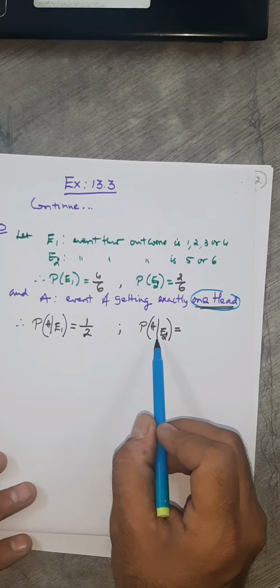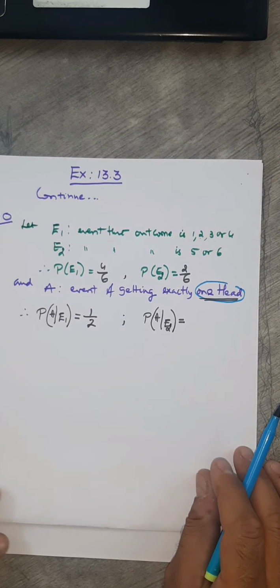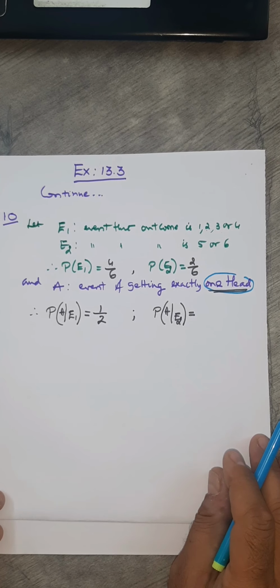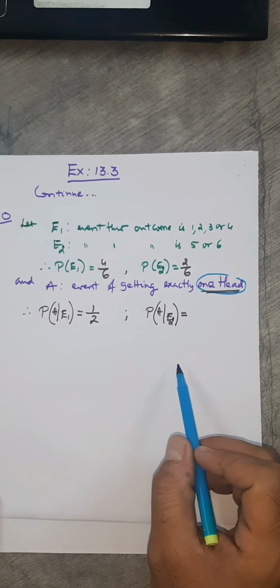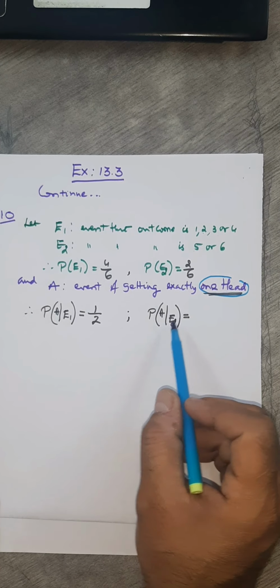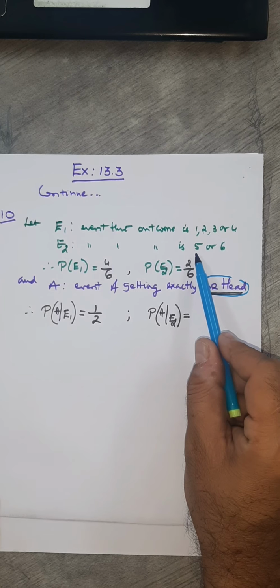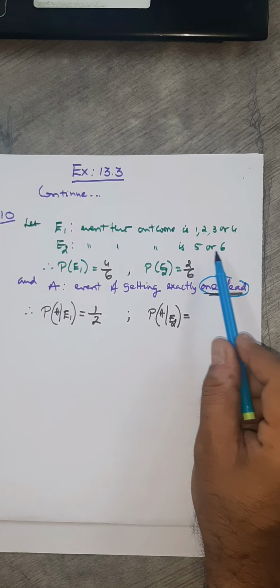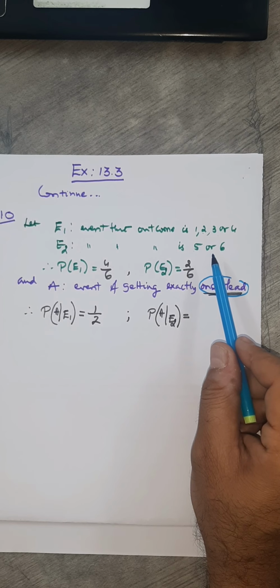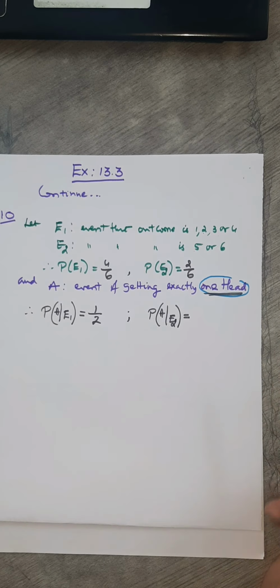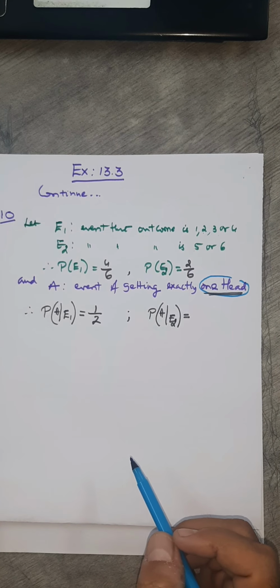Okay, now come to the next event. What's the next event here? That's the probability of event A given E2. Fine. E2 has occurred. E2 has occurred means what? It means either 5 or 6 is obtained. Okay, then what she will do? She tosses a coin 3 times and notes the number of heads.